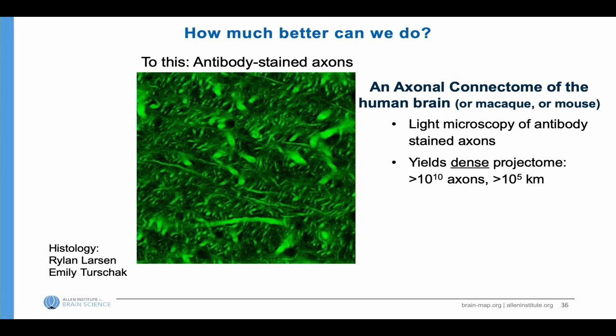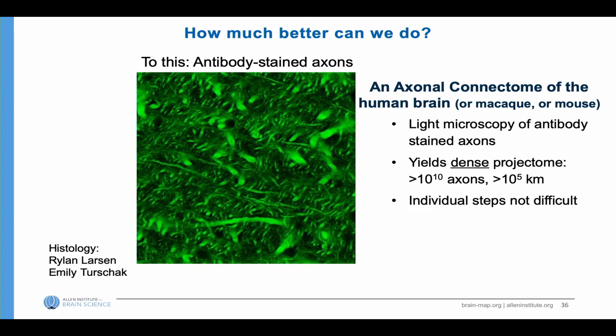Everything we know about projection patterns really is from tracer studies, like the fabulous work of our friends here who do the Allen Connectivity Atlas through tracer injections. But rather than a region-to-region plus cell type map, this is every single axon that one can trace if the signal to noise is good, and it's actually very good. In the human brain, that's more than 10 billion axons, a little bit more than 100,000 kilometers of axons.